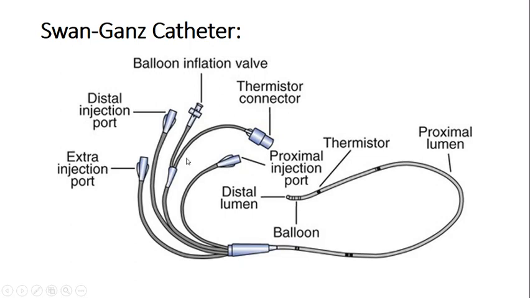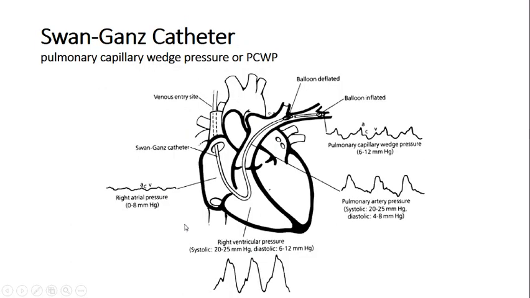You have all these ports here. You have a couple of injection ports, proximal, distal. You have a balloon valve. There's a balloon down here that you can inflate. There's a thermistor couple to measure temperature. There's a proximal ejection port. So just a whole bunch of possibilities here of what you're going to do with it. So this is what you use a Swan-Ganz catheter for. You can look at different pressures throughout the heart.